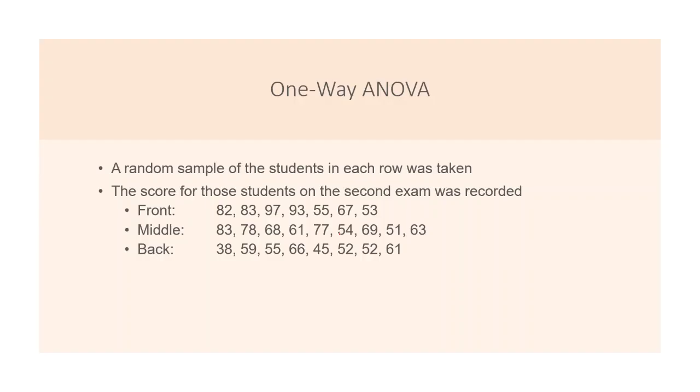Here are the data that we'll be needing in solving for the one-way ANOVA. A random sample of the students in each row was taken. The score for those students on the second exam was recorded. For the front, as you can see, it has higher results than the middle and the back. However, we just have to test the significance of these results using ANOVA.